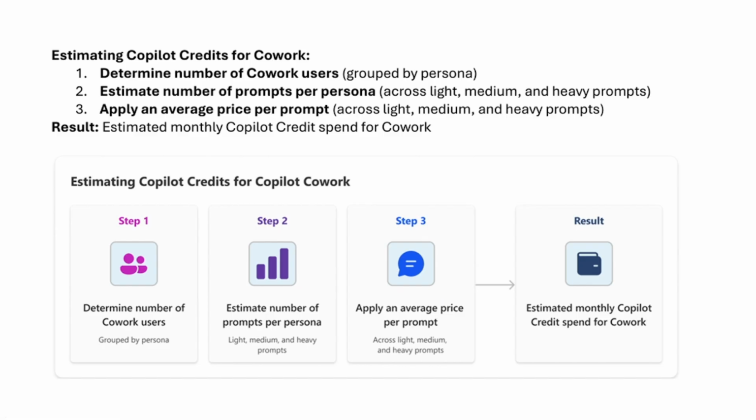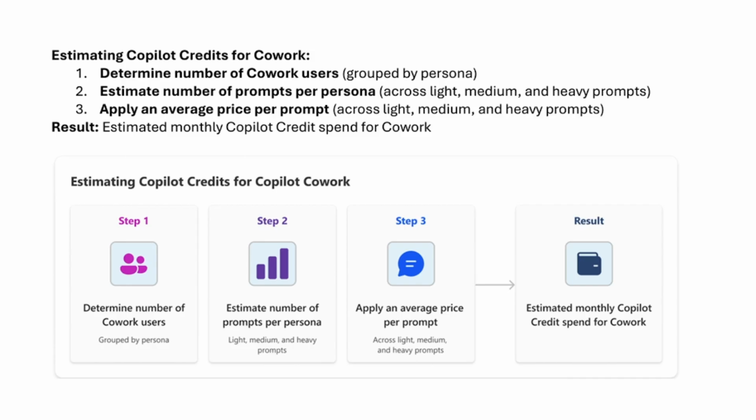So this is your estimate calculator for the co-work. Determine the number of users and estimate the number of prompts per persona. And yes, this is dynamic. I agree the number of prompts per persona might differ. So that's where you have control of whom to enable this Copilot co-work for, be it executives or a specific department. So make sure you enable the Copilot co-work for a certain set of personas, so that you have tight control of this co-work.